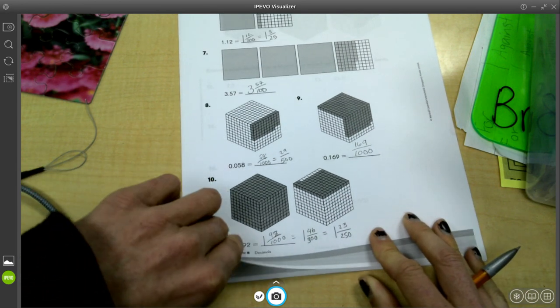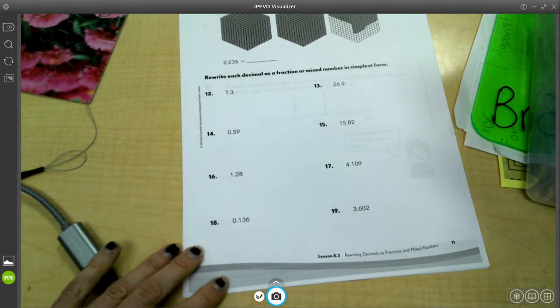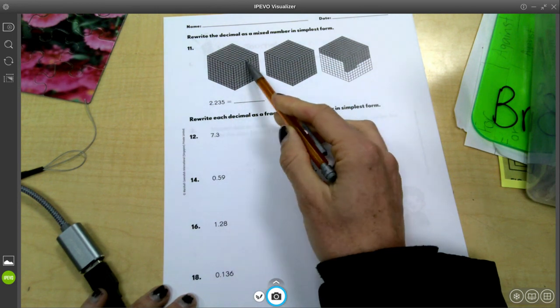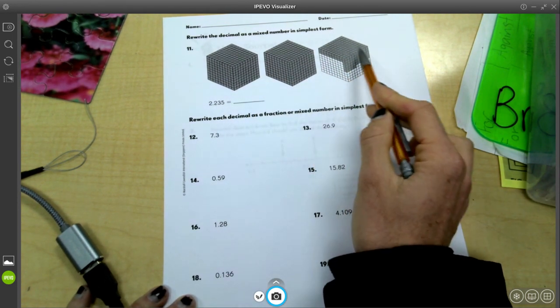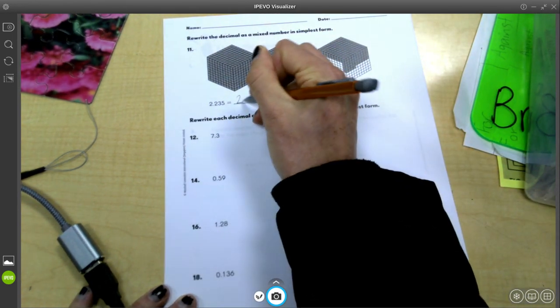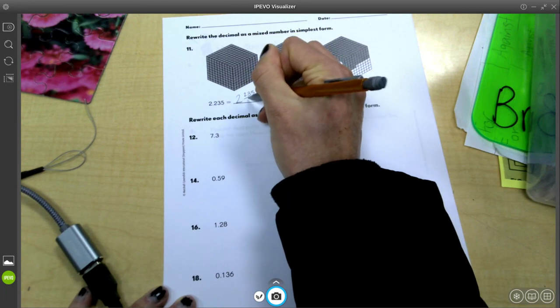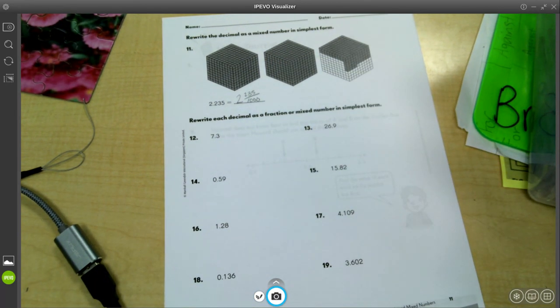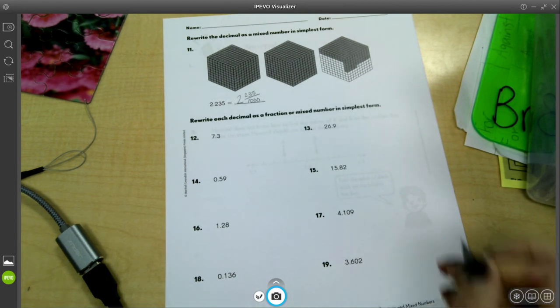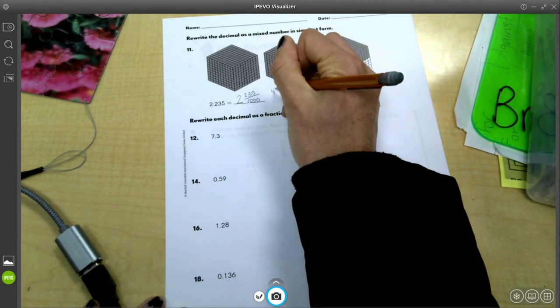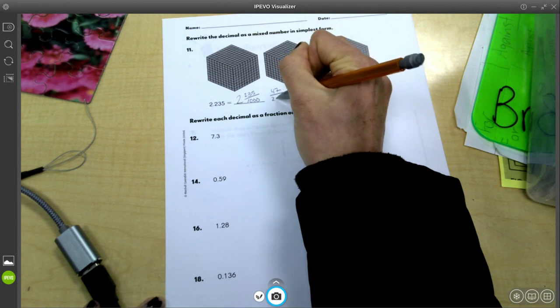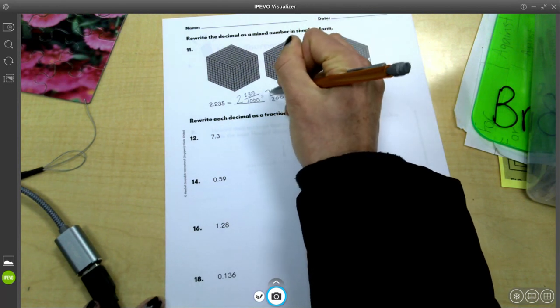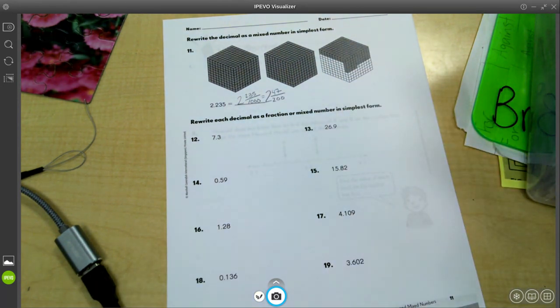All right, next page. All right, last one. 2 wholes and 235 thousandths. Those are both divisible by 5. 235 divided by 5 is going to be 47. 1,000 divided by 5 is 200. Don't forget that whole number, 2 and 47/200.